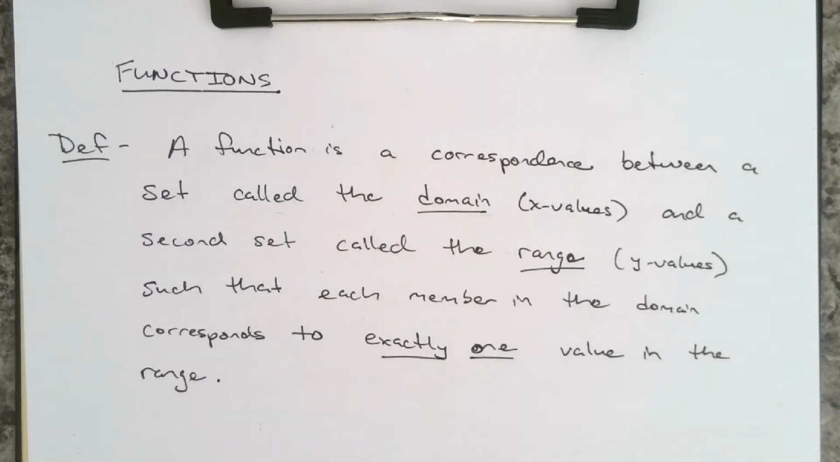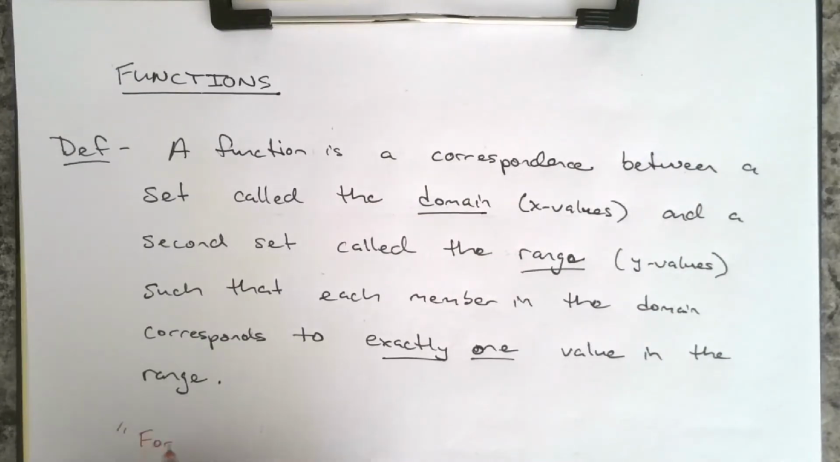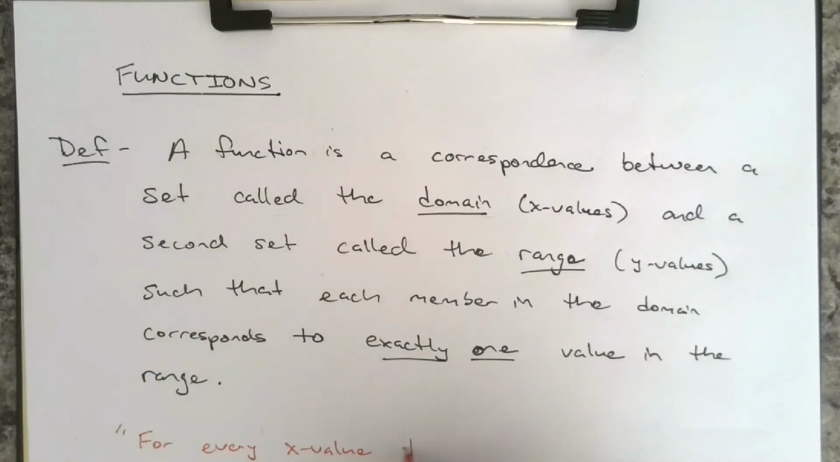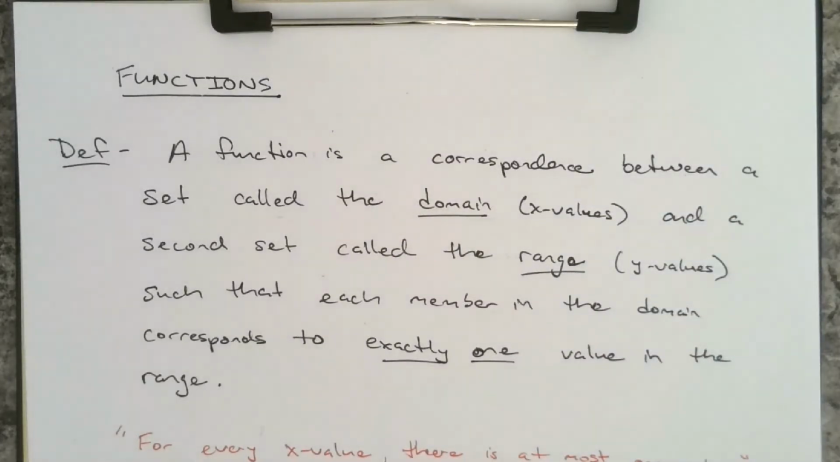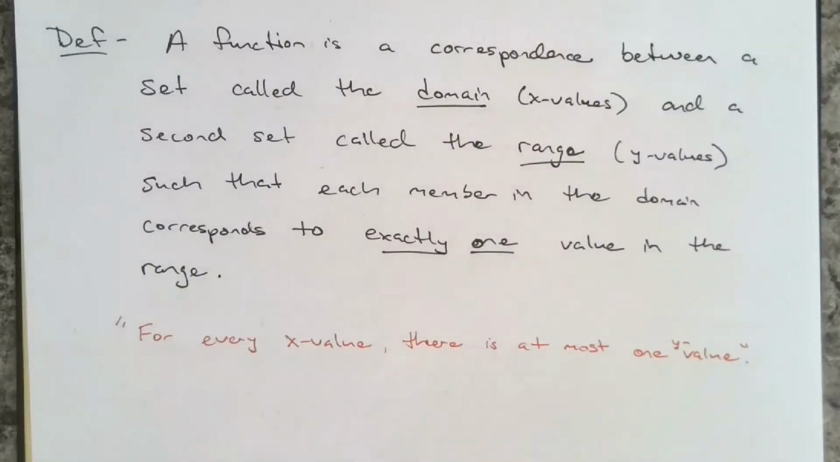So another way you might see this said in layman's terms is that for every x value, there is at most one y value. So every x value corresponds to at most one y value. Alright, so for every x value there's at most one y value.